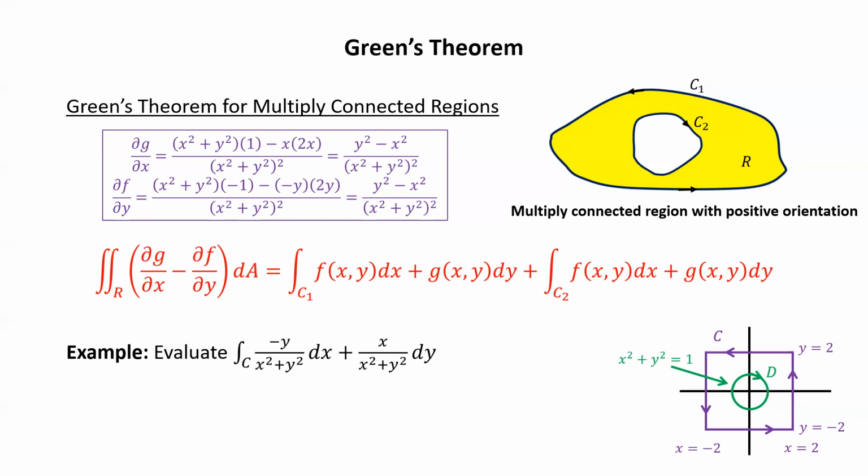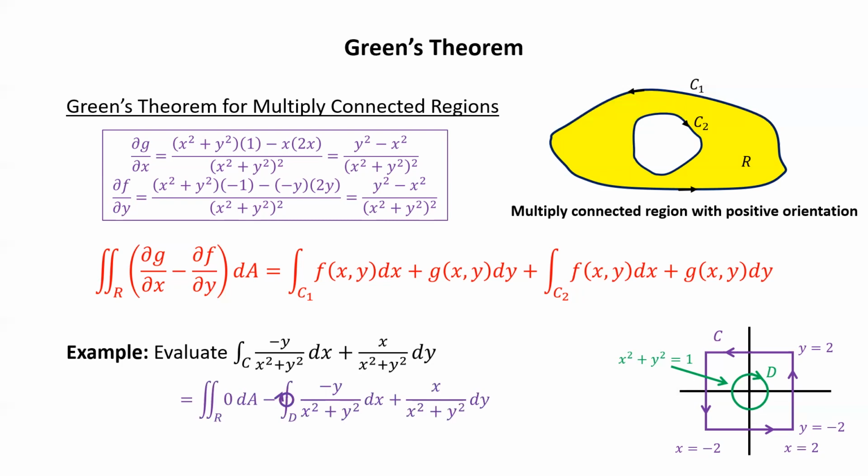So it's the denominator, x squared plus y squared, times the derivative of the numerator, which is 1, minus the numerator, x, times the derivative of the denominator, 2x, over the denominator squared, x squared plus y squared, squared. That simplifies to y squared minus x squared over x squared plus y squared, squared. Similarly, the partial of f with respect to y simplifies to y squared minus x squared over x squared plus y squared, squared as well.